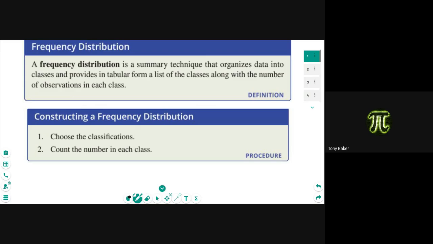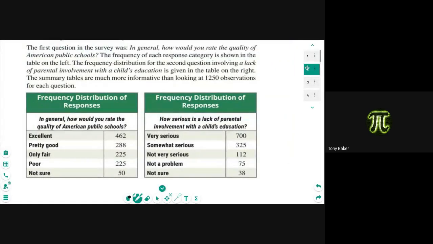You do not need to write everything that's on the board down. Because when I show you it, you're going to go, oh, okay, that's simple. These are frequency tables. This is literally what you would do. So you ask a question like, in general, how would you rate the quality of American public schools? And you count up how many people said each of the options. That's all a frequency distribution is. Okay? Nothing special, nothing crazy. That's all it is. So we've got this data.